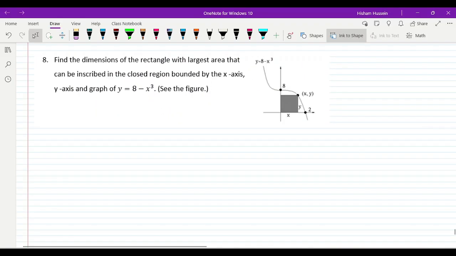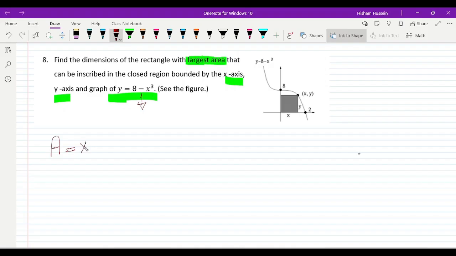In problem 8, find the dimensions of the rectangle with the largest area. Here's the objective function: the largest area that can be inscribed in a closed region bounded by the x-axis and y-axis and the graph of y equals 8 minus x to the power 3. So here's the constraint. Area equals x times y. Here the constraint is y equals 8 minus x to the power 3.